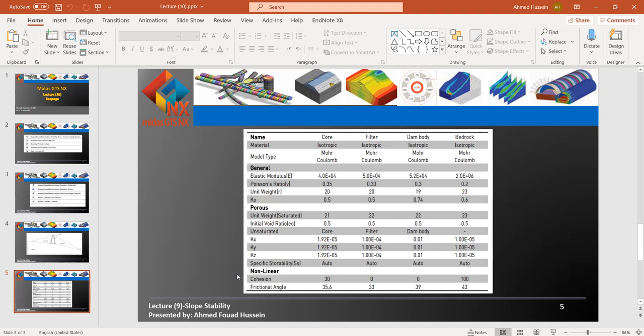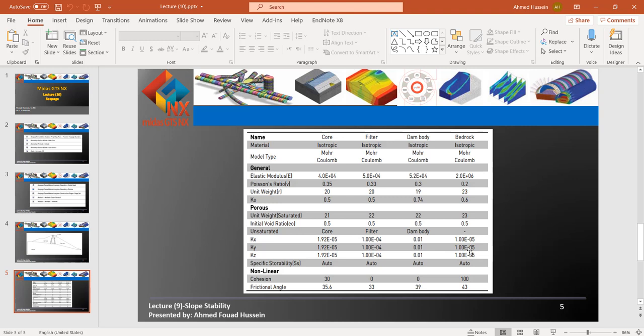Here for KX, we talk about KX. We add the permeability in different directions, in different elements, and as we can see, it's different in different materials. For the core part, this is the least permeability, and it increases until we reach the dam body. For the rock, it's impermeable.